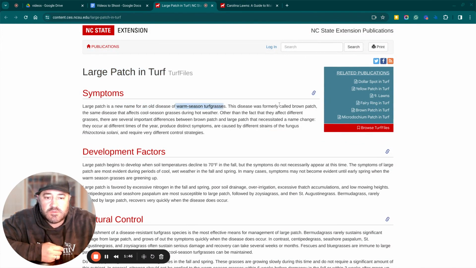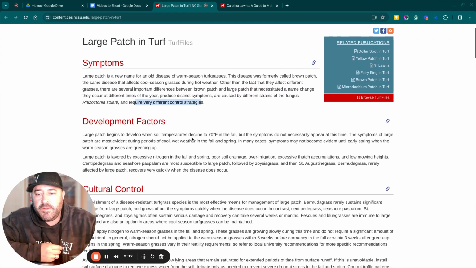Okay, so large patch is a new name for an old disease of warm season turfgrasses. The disease was formerly called brown patch, the same disease that affects cool season grasses during hot weather. But other than the fact that they affect different grasses, there are several important differences between brown patch and large patch that necessitated the name change. They occur at different times of the year. They produce distinct symptoms caused by different strains of fungus, and they require different control strategies.